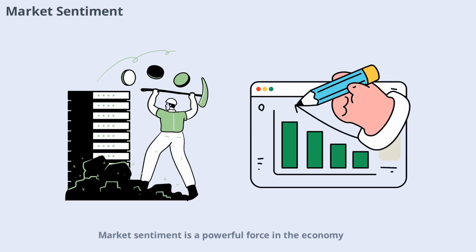Market sentiment is a powerful force in the economy. When investors are confident, they buy stocks and drive prices higher. But when fear takes hold, they sell stocks and prices fall. This shift in sentiment can trigger a downward spiral, leading to more selling and further declines. By tracking market sentiment, you can anticipate changes in the economy and adjust your investment strategy. It's a key indicator that reflects the collective psychology of investors.